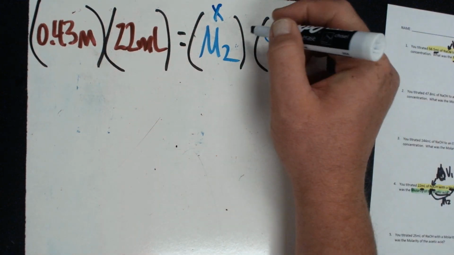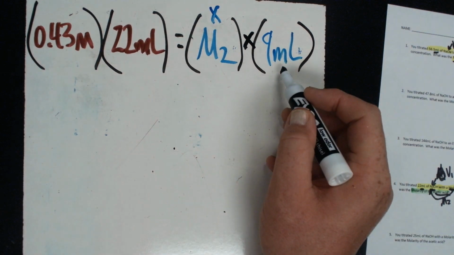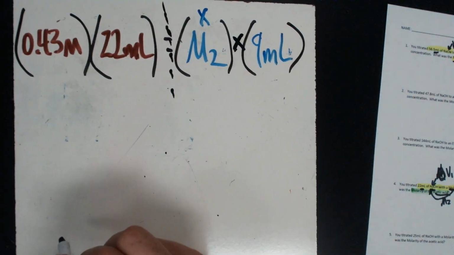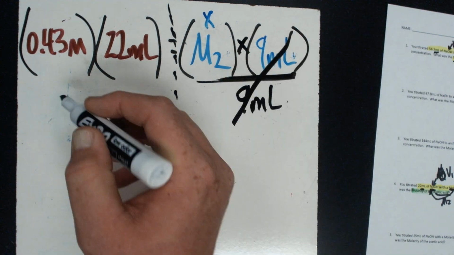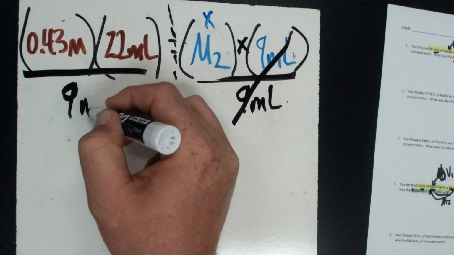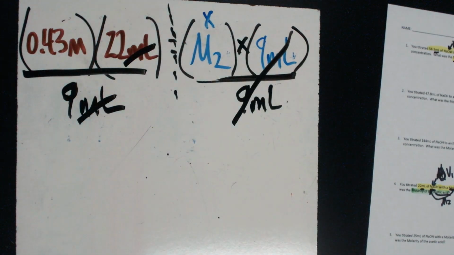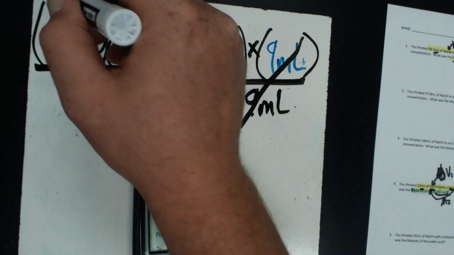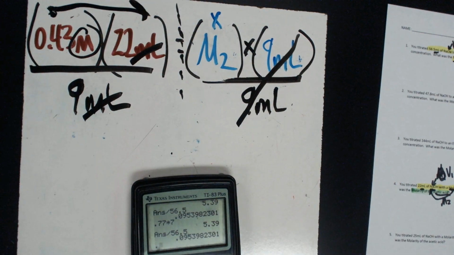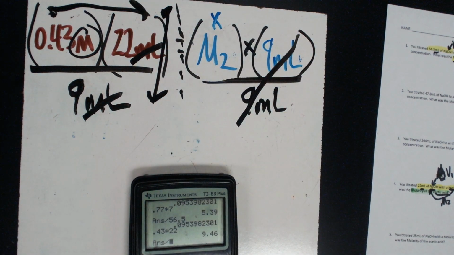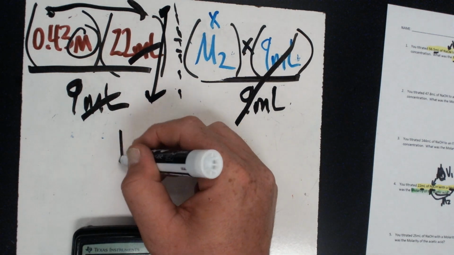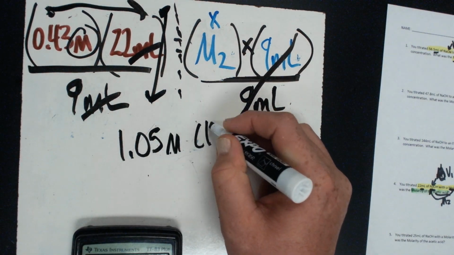So 2 parentheses together, this is multiplication. We need to move the 9 to the other side. So to do that, we do the opposite of multiplication. We divide by 9 mils. We do that to this side, we must do it to this side as well. Milliliters cancel. Our unit is molar. All right, so then we're going to do the top first, 0.43 times 22. All right, then we'll go top to bottom. Divide that by 9. So our answer would be 1.05 molar acetic acid.